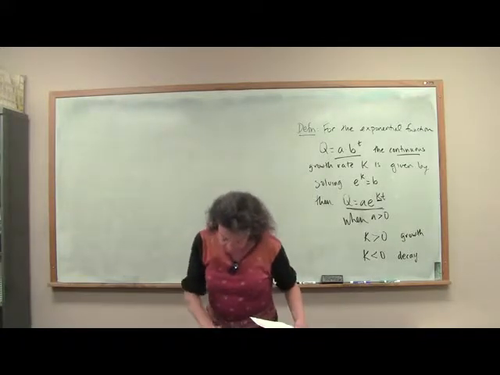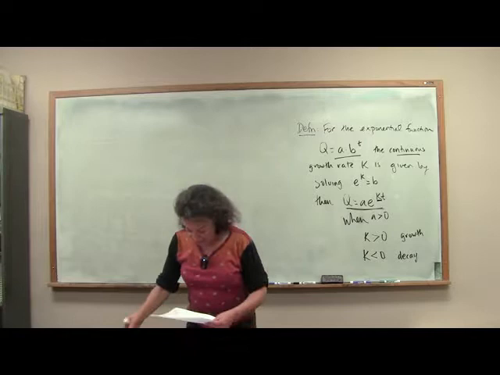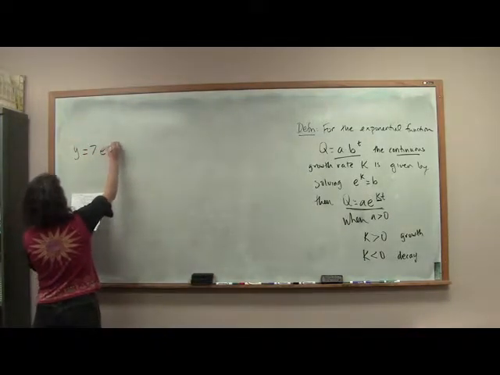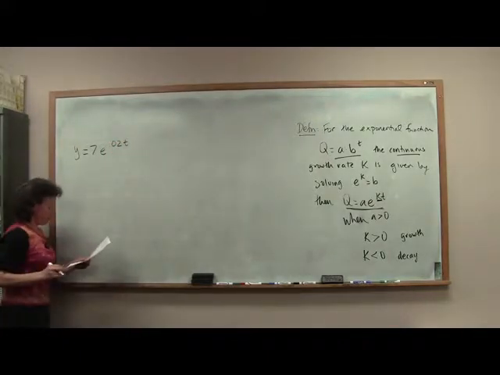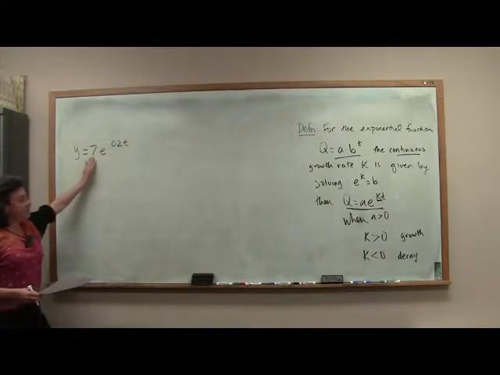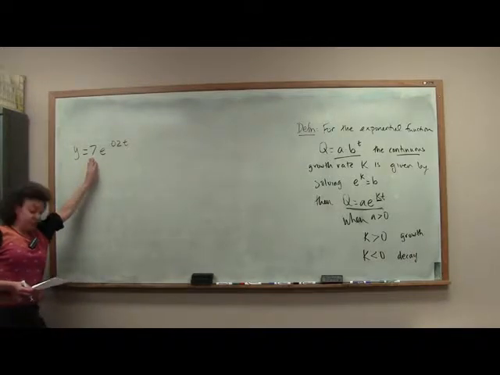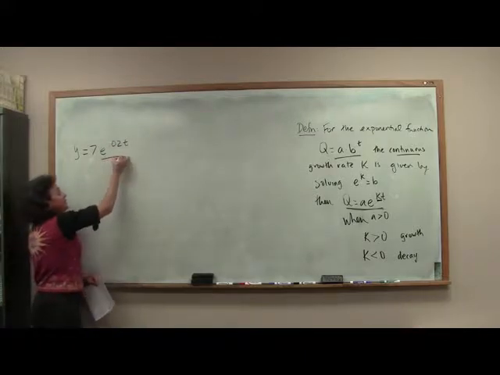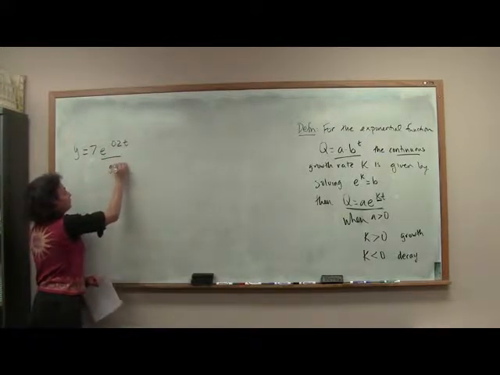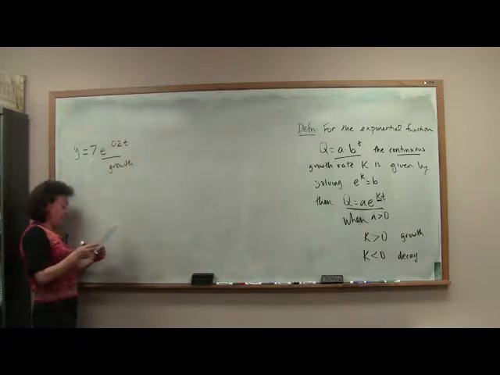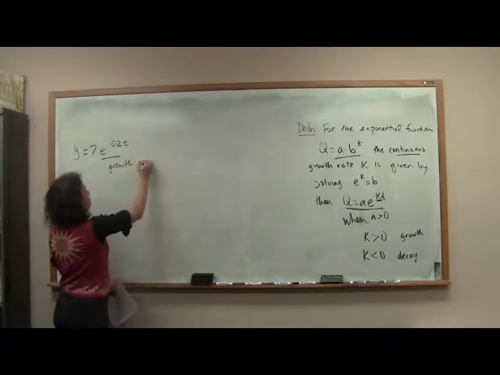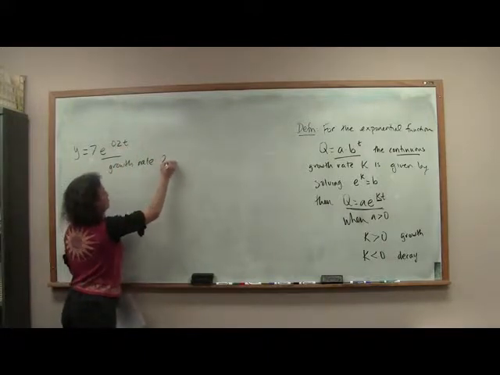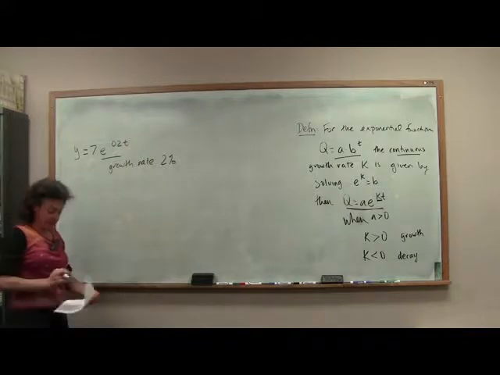All right, so for example, what if I have y equals 7 e to the 0.02t? This is my initial population, just like we had it. I claim when this is given in this form, we're given our growth rate. Our growth rate here, just change this to a decimal or change it to a percent, is 2%.